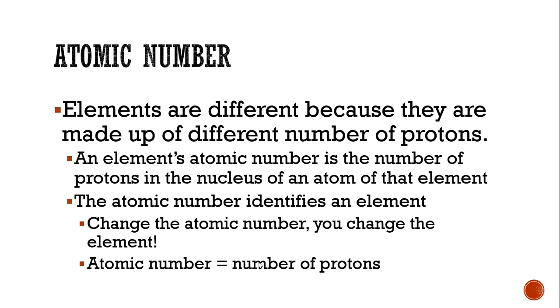While finding the number of protons, neutrons, and electrons, there also has to be another number that we understand, and that is the atomic number. Elements are actually different because they are made up of different numbers of protons. That's what distinguishes them. And an element's atomic number is actually defined as the number of protons in the nucleus of that atom. For example, if your atomic number was 6, that means your number of protons was 6. Because atomic number equals the number of protons.